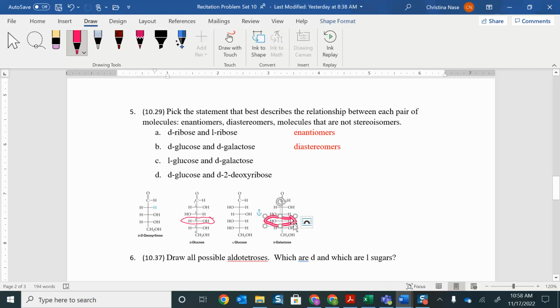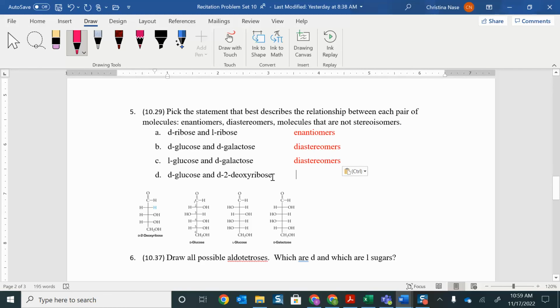Let's look at those two. All right, so here's L-glucose and there's the galactose. So again, if D-glucose and D-galactose are diastereomers, then L-glucose and D-galactose are also going to be diastereomers. So you can see here, there's our L-glucose and D-galactose. They differ here, they're different here. These are the same, they're different. So they're different in a couple spots. But they are not mirror images of each other. So they are also diastereomers.